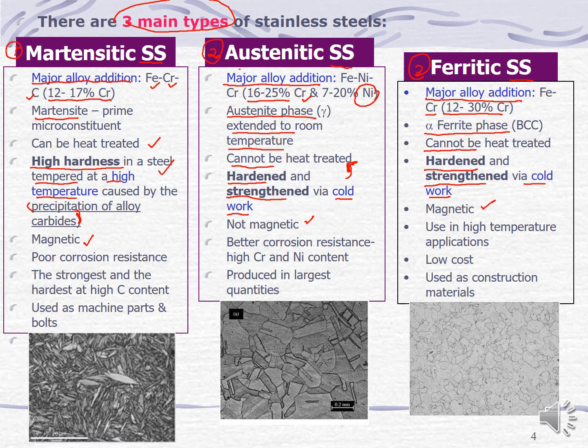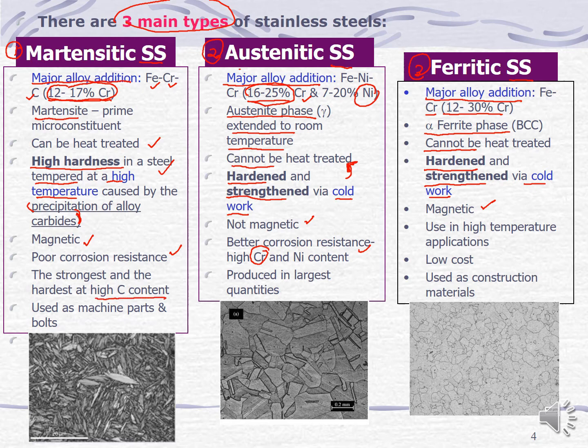Martensitic stainless steel is poor in corrosion resistance, while austenitic stainless steel is better corrosion resistant compared to the martensitic due to the high chromium content. Okay, chromium is 16 until 25%, but for this martensitic, it has a low corrosion resistance because of low percent of chromium. Okay, the strongest and hardest martensitic stainless steels can be achieved at high percent of carbon content.